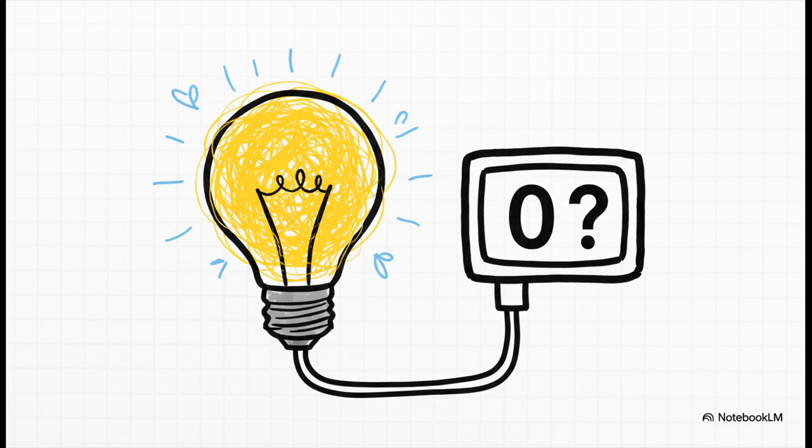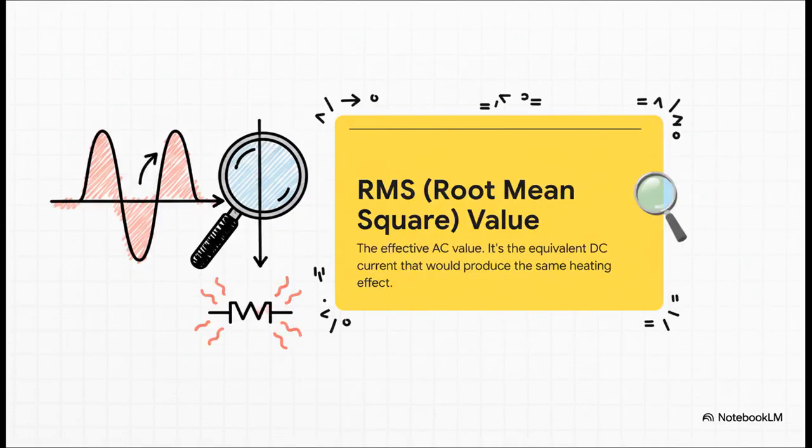My lights are on. So engineers needed a much smarter, more effective way to actually describe the power of an AC circuit. And the solution they came up with is called the RMS, or root mean square value. Now, don't get hung up on the name. The idea behind it is brilliant. It just asks a simple question. What amount of DC voltage would produce the exact same amount of heat as this AC wave?